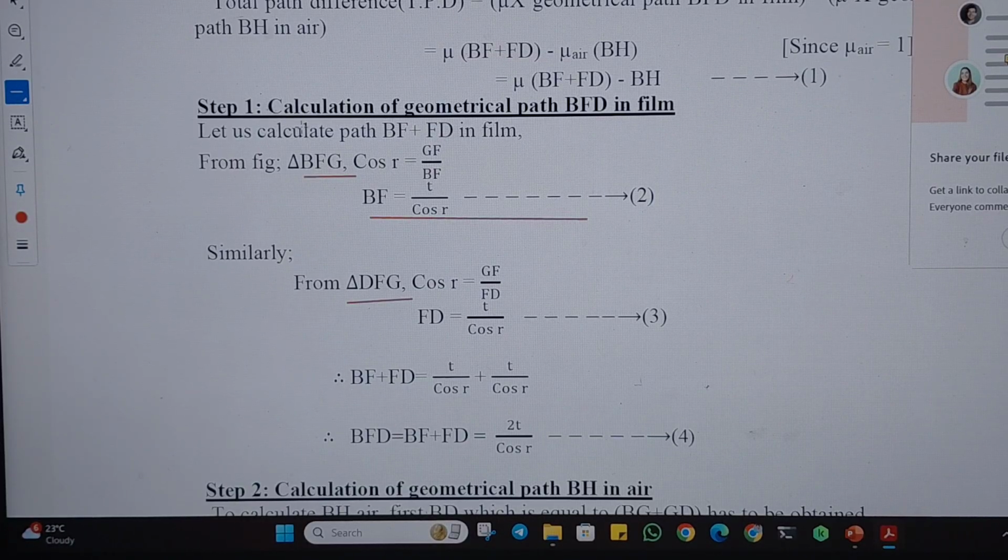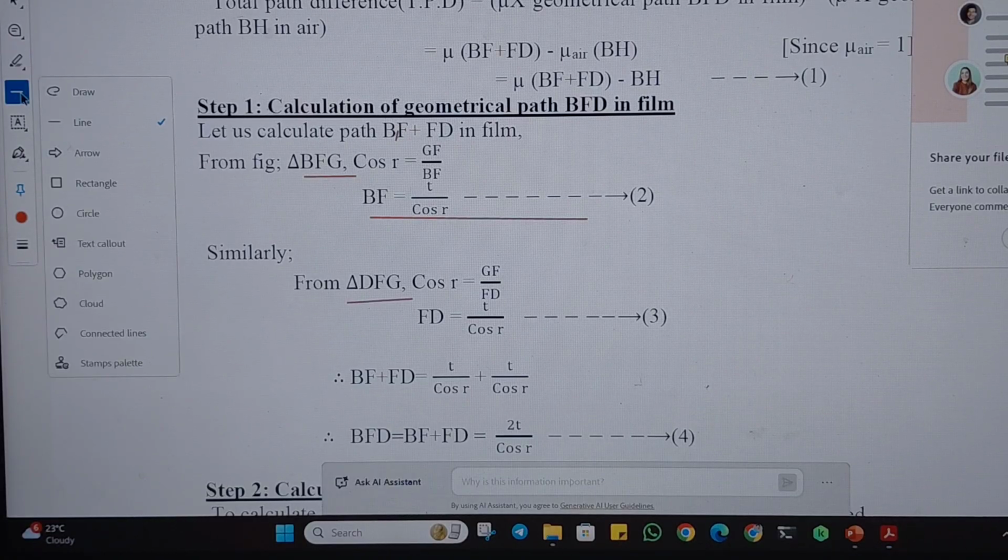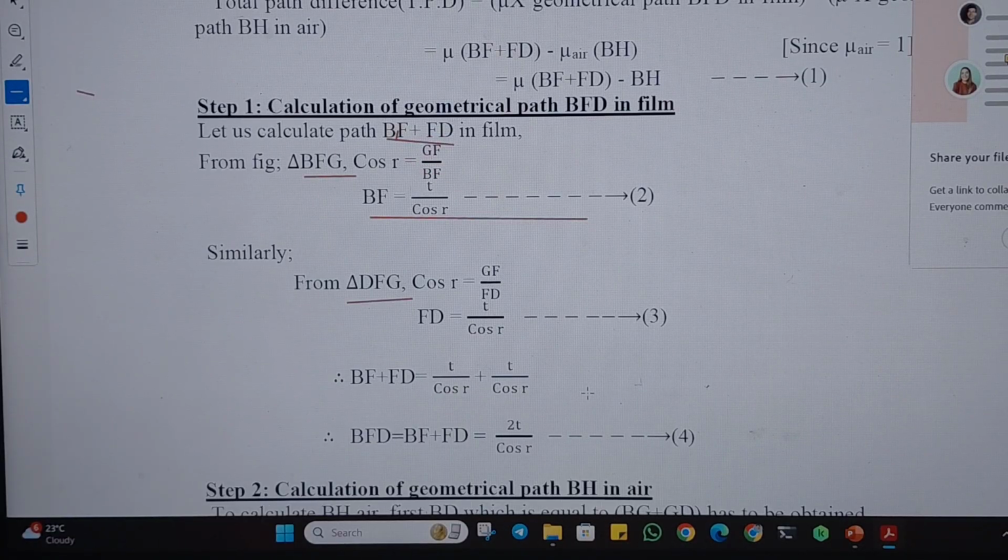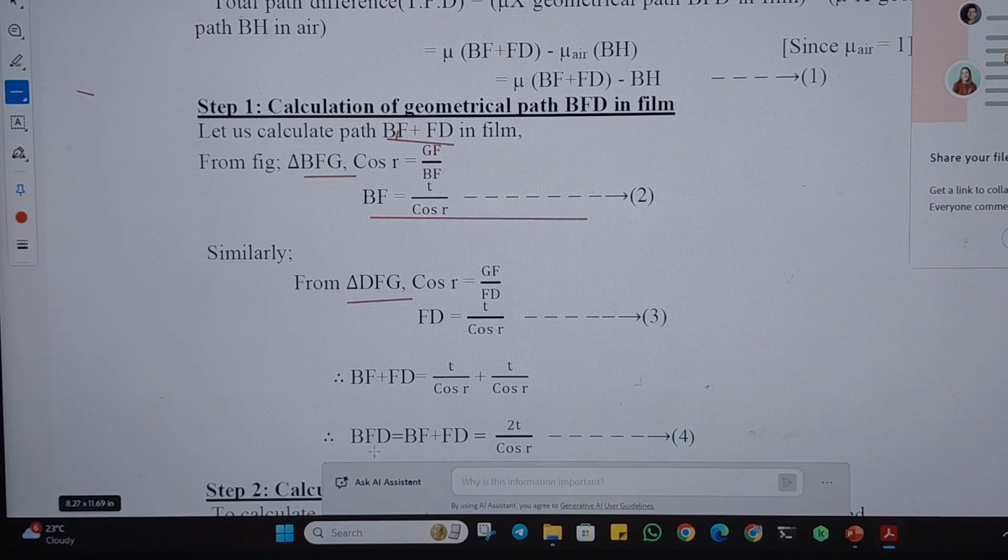So we can merge both. Though we can calculate both, BF plus FD. So BF and FD, both BF and FD, so the difference. So what is the total? BF plus FD equal to T by cos R plus T by cos R. So we can take the common factors, that is triangle BFD equal to BF plus FD, equal to 2T by cos R.